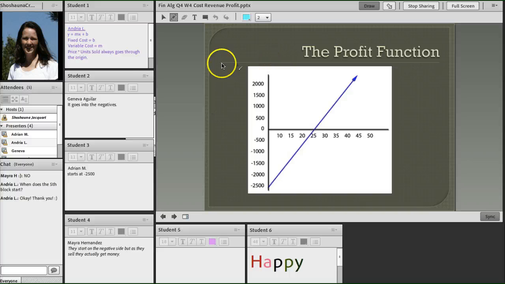Good. And Andrea, I don't know if you typed. Nope. That's okay. Good. So you notice it was in the negative. Were any of the other graphs in the negative?